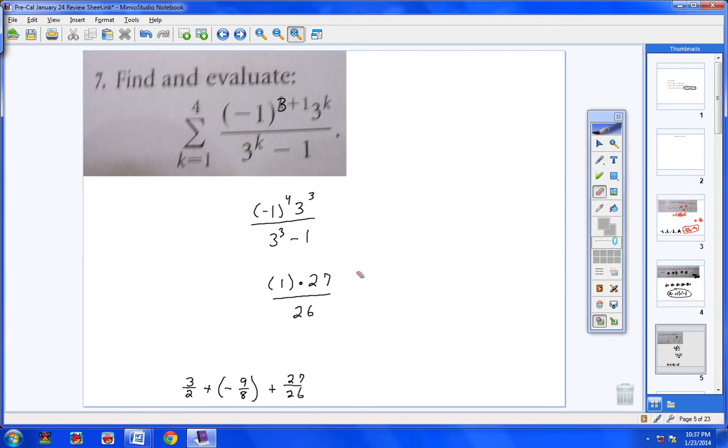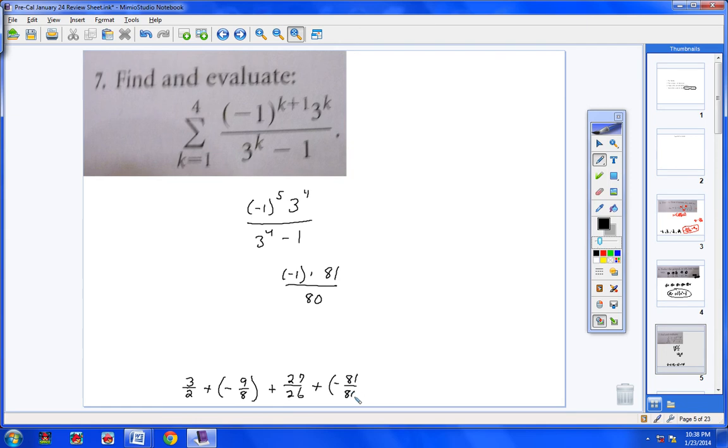And then lastly, let's put 4 in. We'll have the fourth term, and we'll add all of these together. So where the k's are, we're going to put a 4. So I would have negative 1 to the fifth power times 3 to the fourth power over 3 to the fourth power minus 1. Now negative 1 to the fifth power is negative 1 times 3 to the fourth power should be 81 all over 3 to the fourth power, so 81 minus 1 would be 80. And then 81 times negative 1 is a negative, so we would have plus a negative 81 over 80.